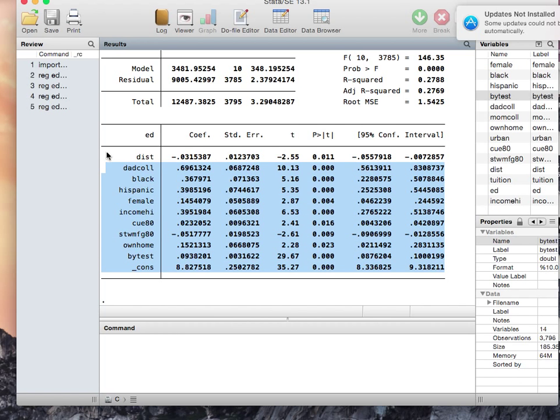All we are interested in is this distance variable and how it might be associated with the number of education years, or the number of years of education a student could have in their high school and college years. Now, all of these control variables are statistically significantly different from zero, if you notice here.